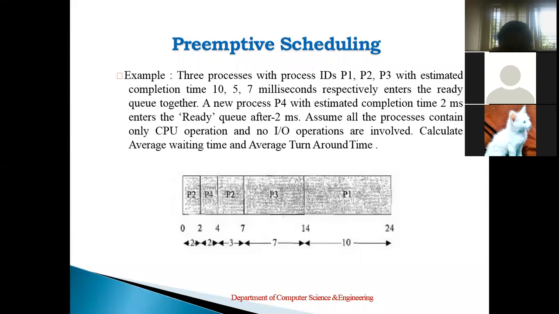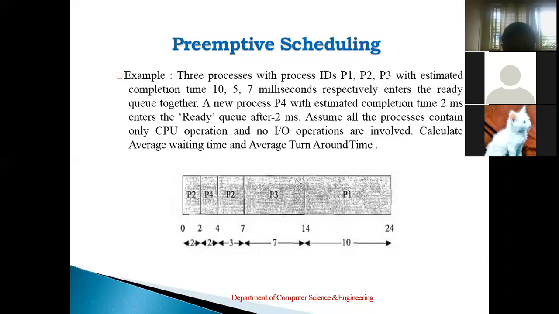In between P4 had come, so P2 has been preempted. You can see it executed 3 milliseconds after completion of P4, and before that it executed how many milliseconds? 2. So how much is P2 in total? 5, plus what is P4's execution time here? Ma'am, 5 plus 2. Yes, it is 7.